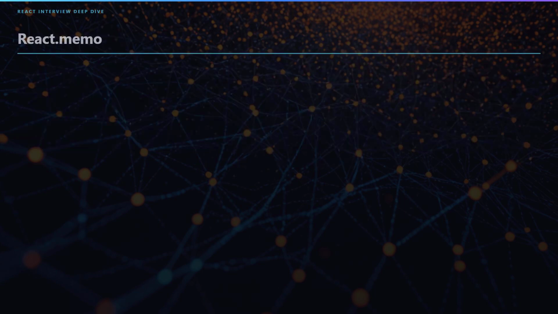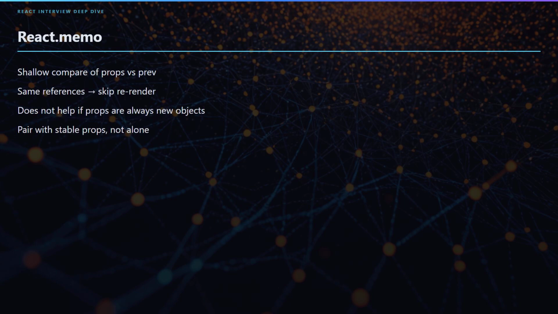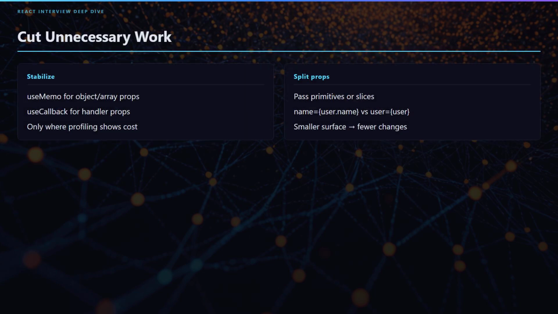To avoid unnecessary renders in hot subtrees, use React.memo for pure presentational children when props are stable. When you must pass objects or callbacks, stabilize them with useMemo and useCallback, but only where profiling shows it matters, not everywhere by default. Splitting props helps. Pass only the fields the child needs, for example name equals user.name, instead of user equals user, so fewer reference changes cascade downward. Props flowing down are still the primary, predictable way to update the UI.